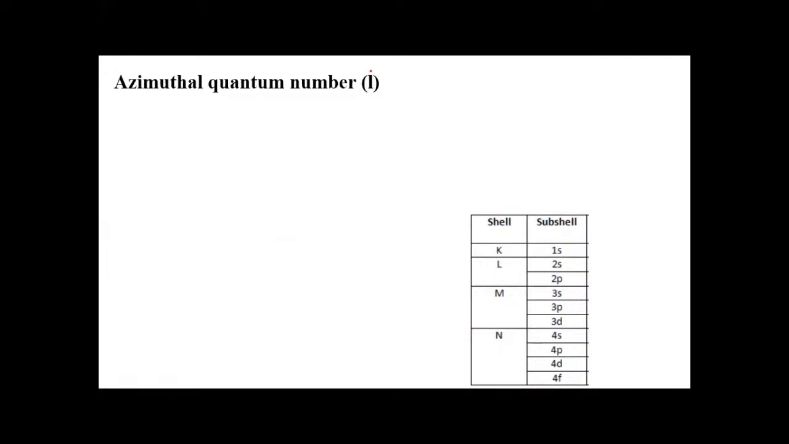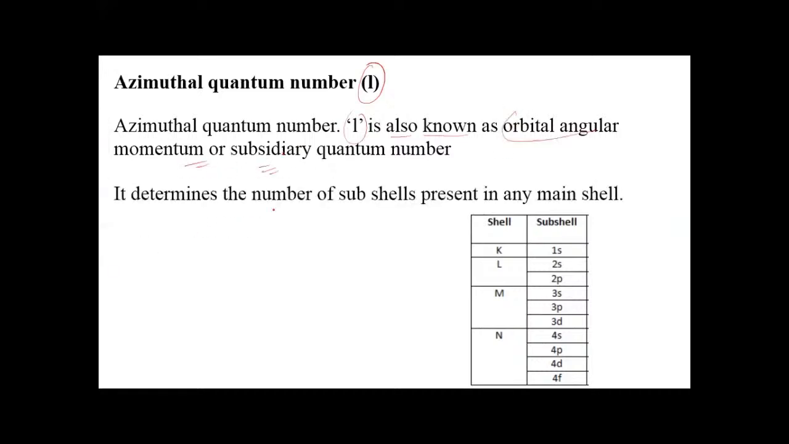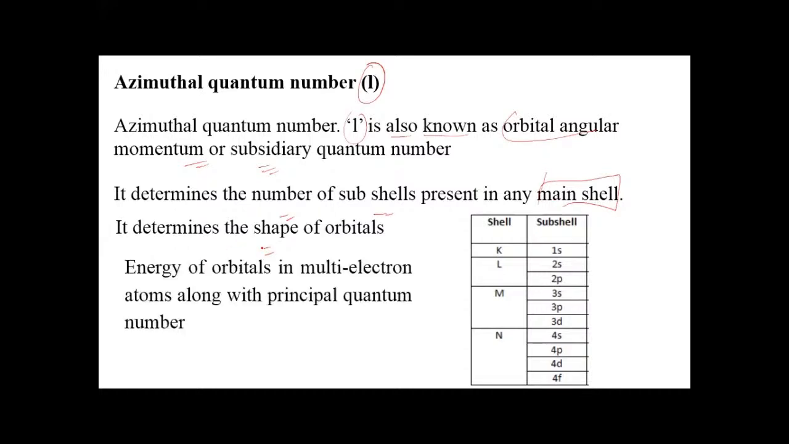Azimuthal quantum number is denoted by small l. In azimuthal quantum number, l is also known as orbital angular momentum or subsidiary quantum number. It determines the number of subshells present in any main shell. It determines the shape of the orbital, energy of orbital in multi-electron atoms along with principal quantum number. It also determines it. Okay.